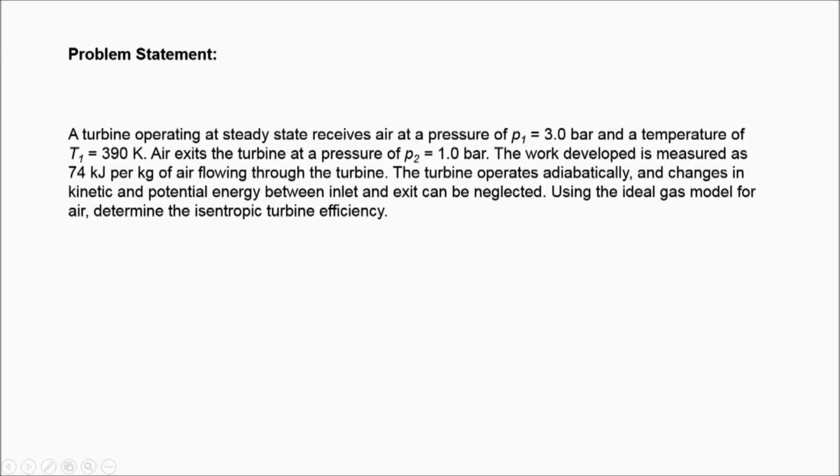Let's look at the problem statement as given to us. A turbine operating at steady state receives air at a pressure of P1 equals 3 bar and a temperature of T1 equals 390 Kelvin. Air exits the turbine at a pressure P2 equals 1 bar. The work developed is measured as 74 kilojoules per kilogram of air flowing through the turbine. The turbine operates adiabatically, and changes in kinetic and potential energy between inlet and exit can be neglected. Using the ideal gas model for air, determine the isentropic turbine efficiency.